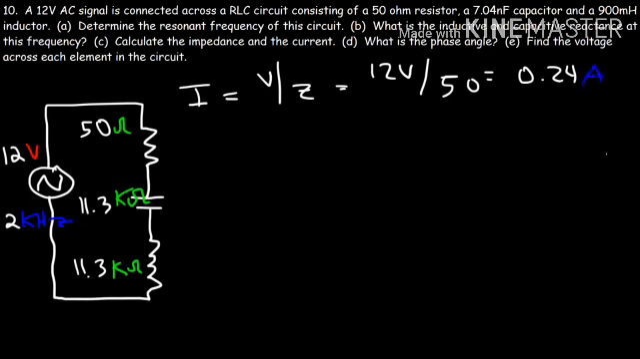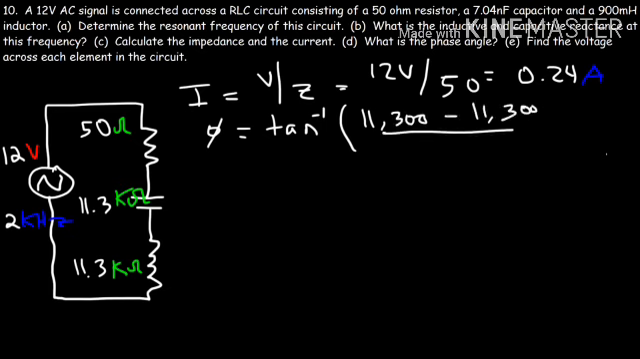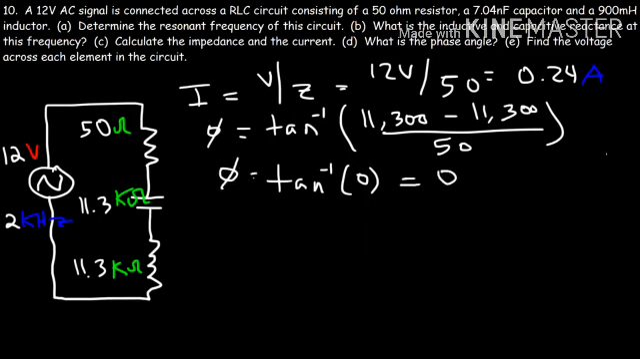Now let's calculate the phase angle. So this is going to be arctan, or inverse tan, of XL, which is 11,300, minus XC, divided by R. So basically this is inverse tan of 0. Arctan of 0 is 0. So at the resonant frequency, the phase angle is 0.